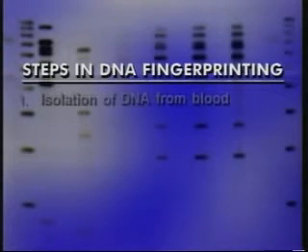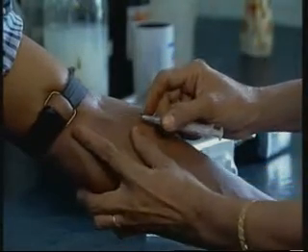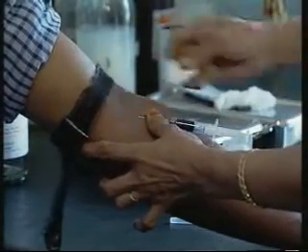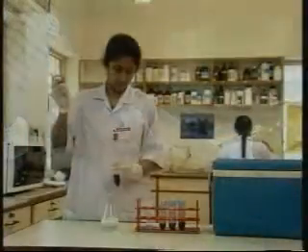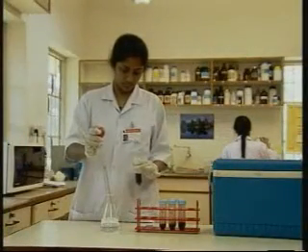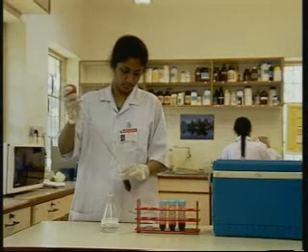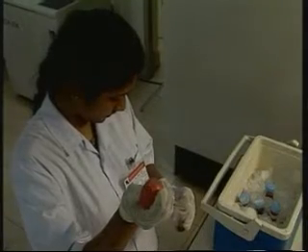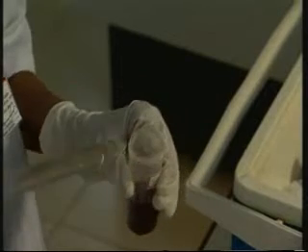The first step in DNA fingerprinting is the isolation of DNA from body tissues such as blood. In child swapping and paternity cases, about 5 to 10 milliliters of blood of the putative parents and the child is collected for analysis. In blood, the DNA is located only in the nucleus of the white corpuscles. Therefore, the red blood corpuscles which lack nucleus are lysed by adding hypotonic ammonium chloride solution.